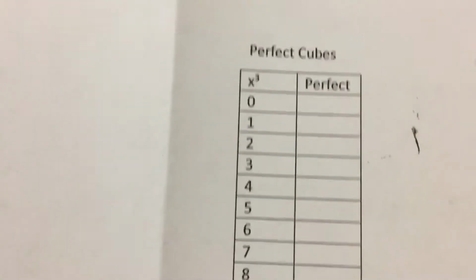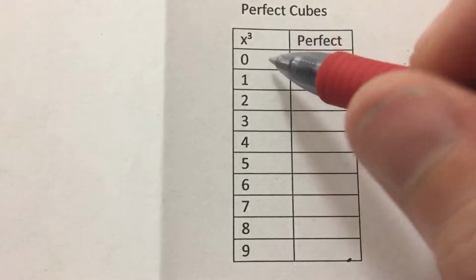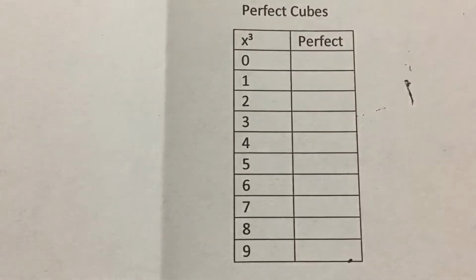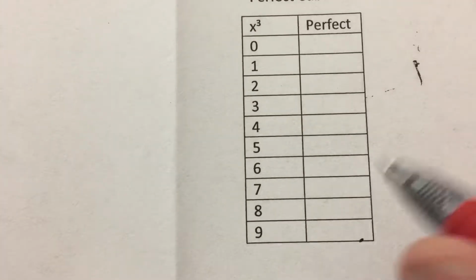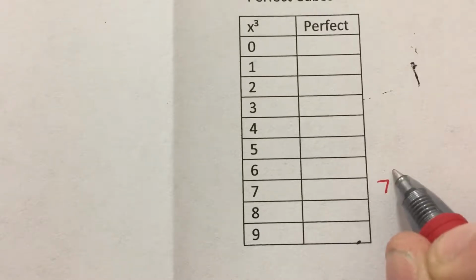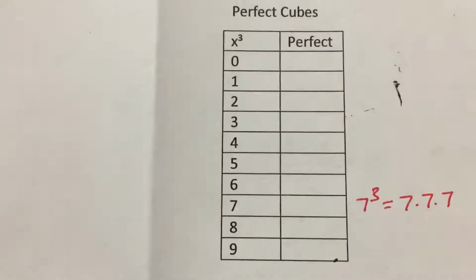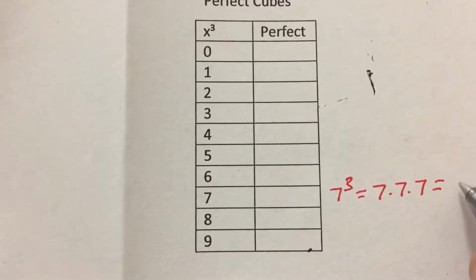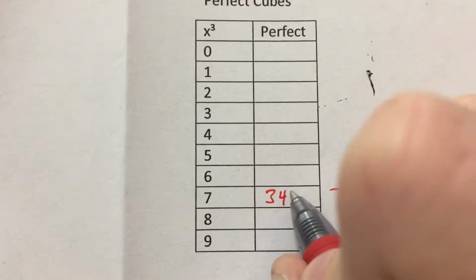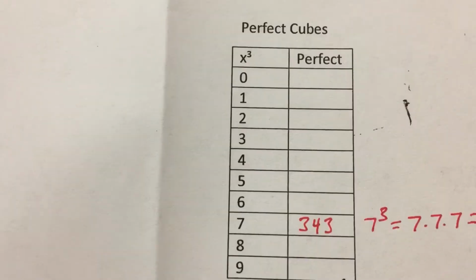How about your perfect cubes? What if you took each one of these same numbers but raised it to the third power, made it multiply itself 3 times, right? Like, what is 7 to the third power? Well, that really means 7 times 7 times 7, which actually makes the number 343, right? Can you do the rest?